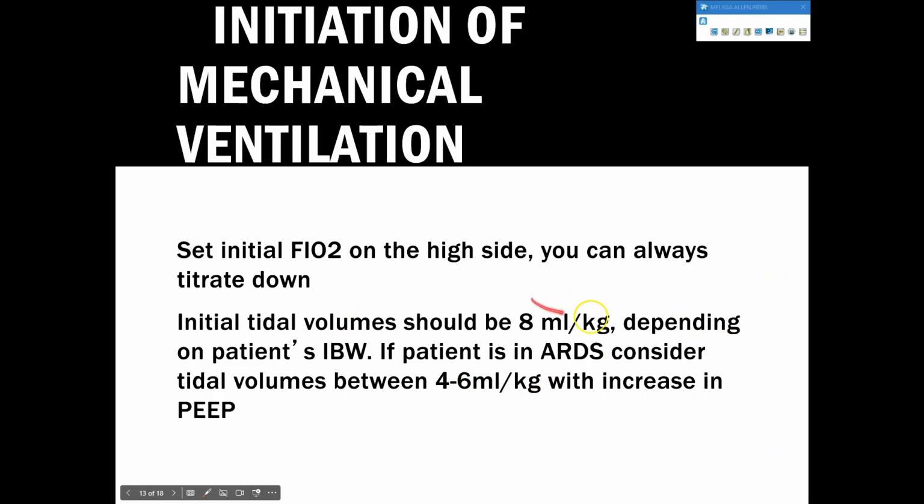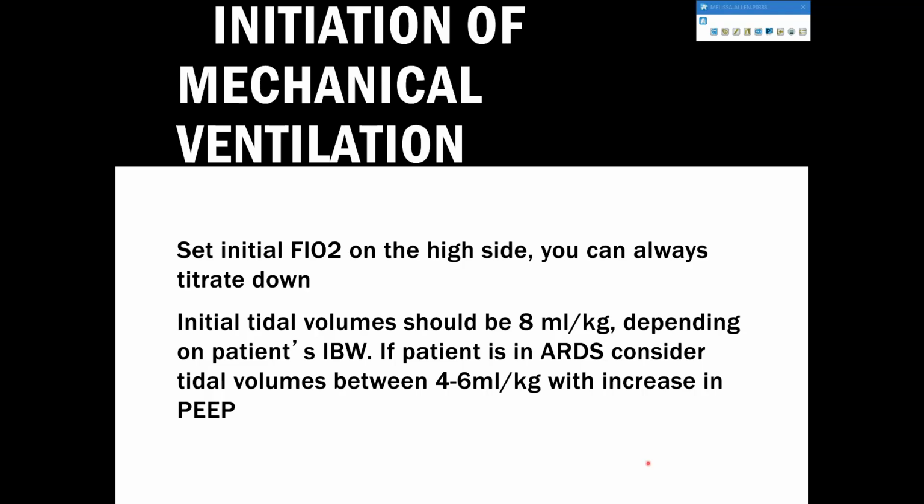Initial tidal volumes, again, I cannot emphasize it enough, 8 mLs per kilo. And this is ideal body weight. With our ARDS patient, we really should be at 4 to 6 mLs per kilo. So it's really important that we understand that this is what we're doing, and this is the reason we're doing it. I've heard people say, yeah, they went way down on the tidal volume, I'm not sure why. This is why, because we are.